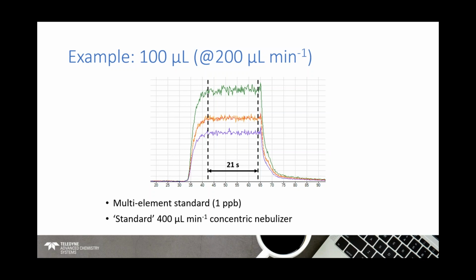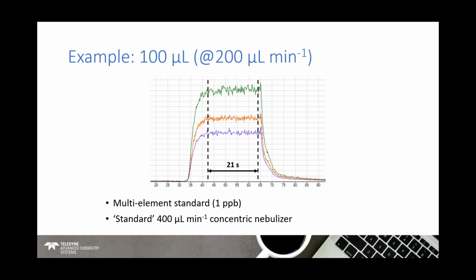We took this to give you an idea of really how much you can stretch out low volume. We took 100 microliters of this multi-element standard, and we introduced that through what you might refer to as just a standard concentric nebulizer, advertised as a 400 microliter per minute concentric nebulizer. We introduced that 100 microliters of sample with the MVX at a flow rate of 200 microliters per minute.